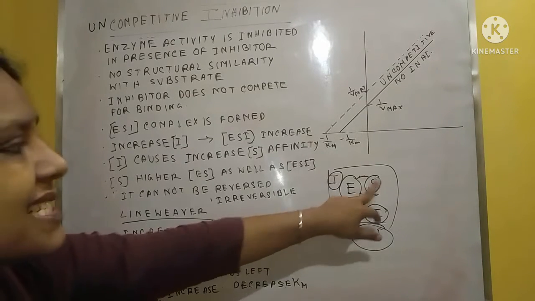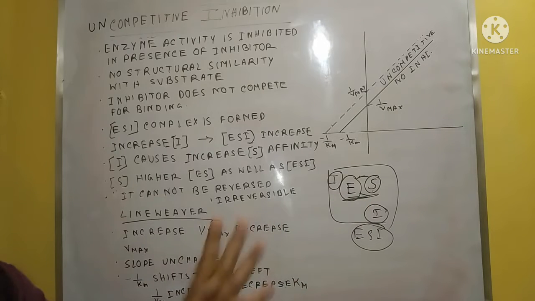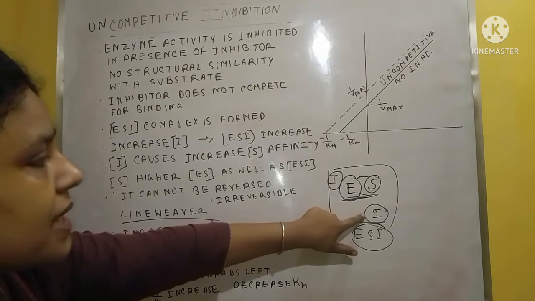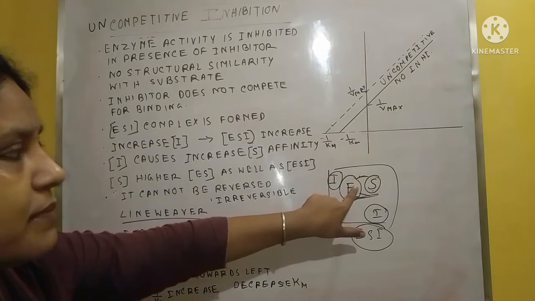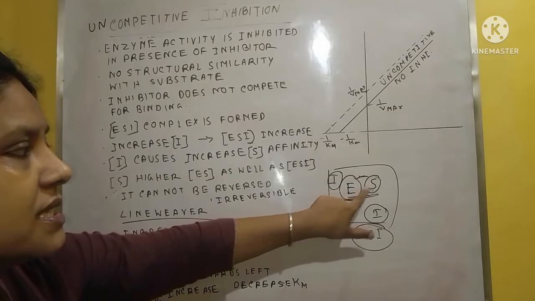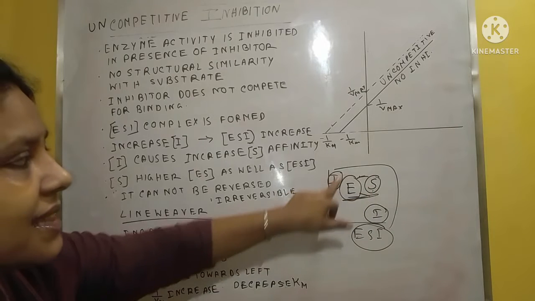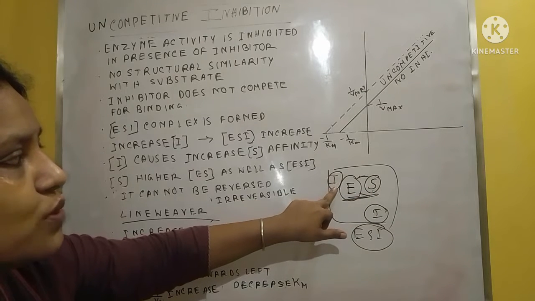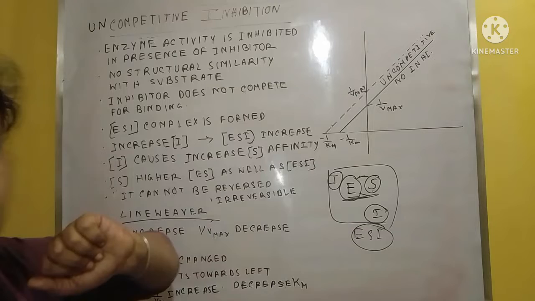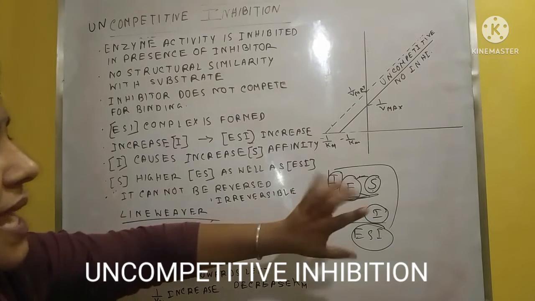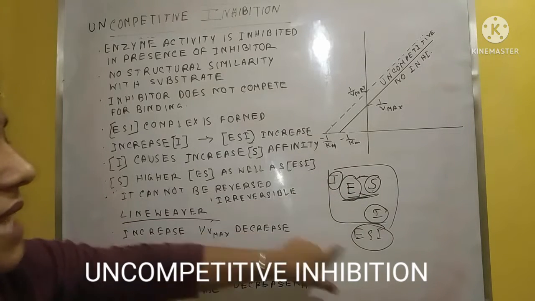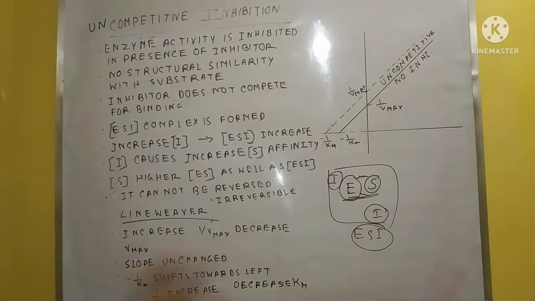So here the ES complex binding is not hampered, but in the enzyme substrate complex there is another site, and that is useful for binding of the inhibitor I, and that means we can see generally here the ESI complex, not the ES complex.